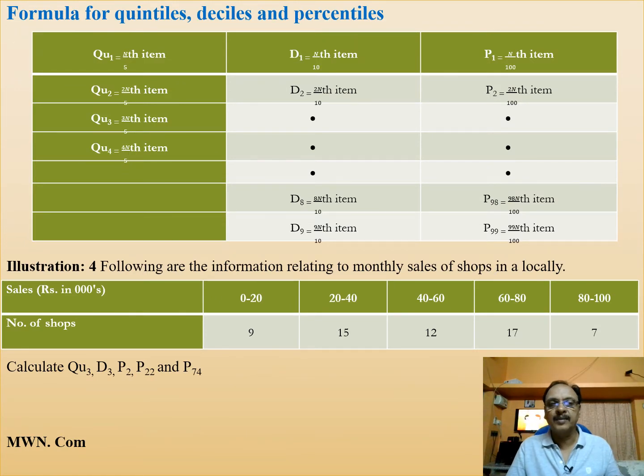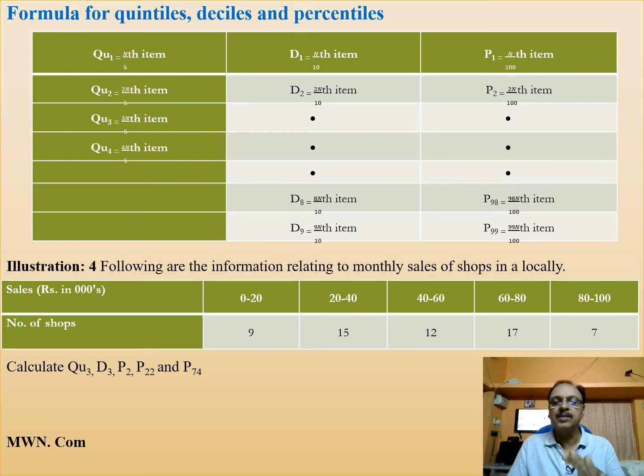Now the formulas for the other measures: quintiles, deciles and percentiles. Quintile means dividing by 5. Thereby only 4 quintiles will be available; the fifth we will not take into account. QU1, QU2, QU3, QU4, like that. That means n by 5th item, 2n by 5th item, 3n by 5th item, and 4n by 5th item.